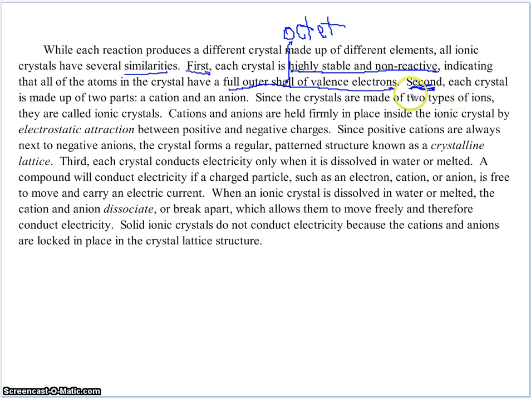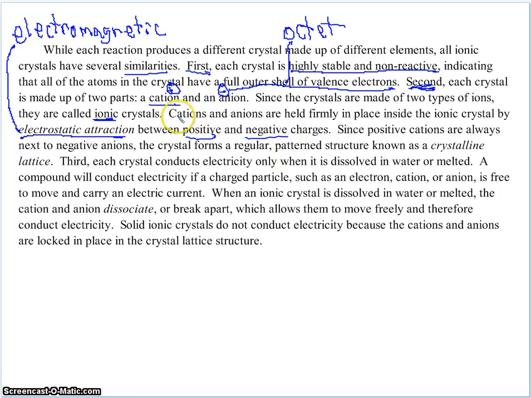They're very stable. Each crystal is made up of 2 parts, a cation, that's positive, and an anion, that's negative. Since the crystals are made of 2 types of ions, they are called ionic crystals. Alright? Cations and anions are held firmly in place inside the ionic crystal by electrostatic attraction. I bet you that is a type of electromagnetic force, right? Because the electro part, it's just, come on. Electromagnetic. Okay, between positive and negative charges, opposites attract, right?